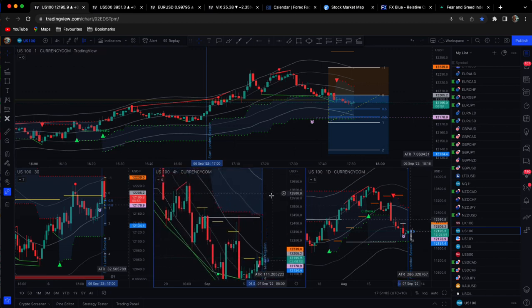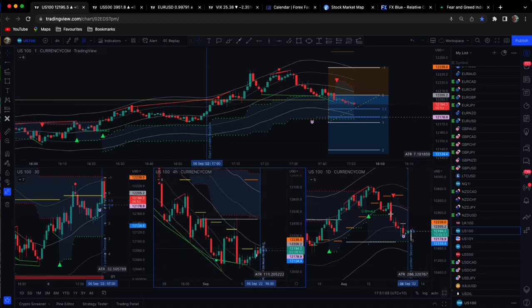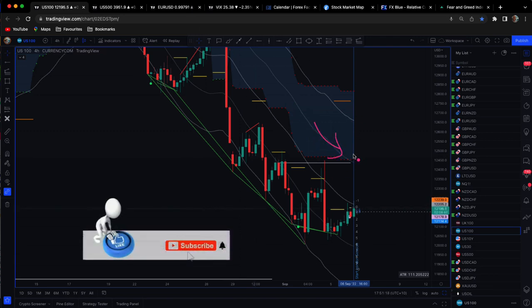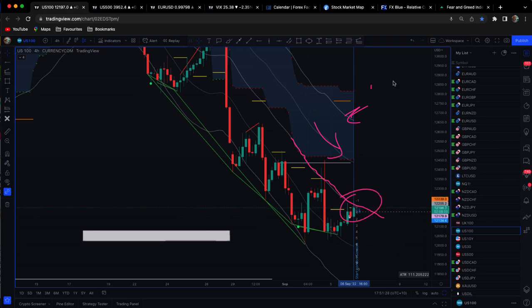The 4 hour, here's what we're looking for with our particular strategy. This is a perfect example. The 4 hour we can see is clearly trending down. This is our cloud. We're trading under the cloud. This is the mean, this middle line. We look for the pullback into the mean. Look at that. Ticks all the boxes on the 4 hour.